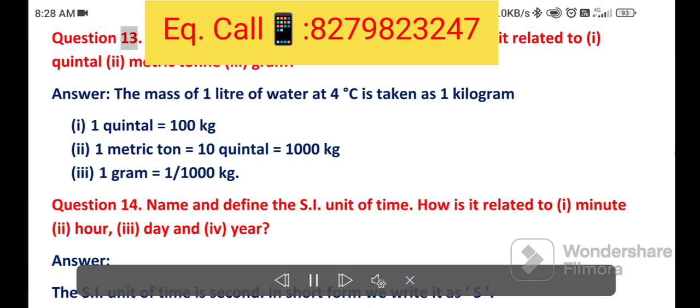Question 13. Define 1 kilogram, the SI unit of mass. How is it related to 1 quintal, 2 metric ton, 3 gram? Answer. The mass of 1 liter of water at 4 degrees Celsius is taken as 1 kilogram.